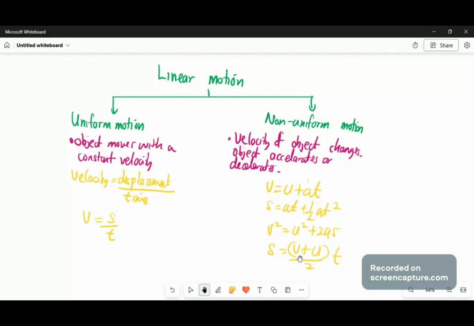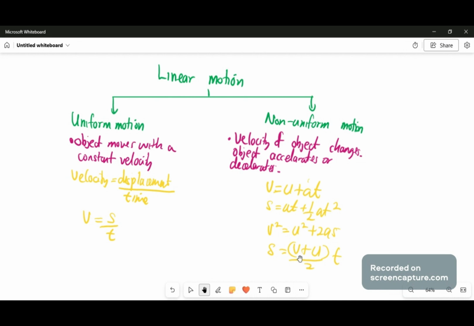We can categorize the linear motion mainly into two types. One type is uniform motion, the other type is non-uniform motion. In uniform motion, the object moves with a constant velocity. If the object is moving with a constant velocity, there is only one motion equation that you can apply. That is velocity equals displacement over time.